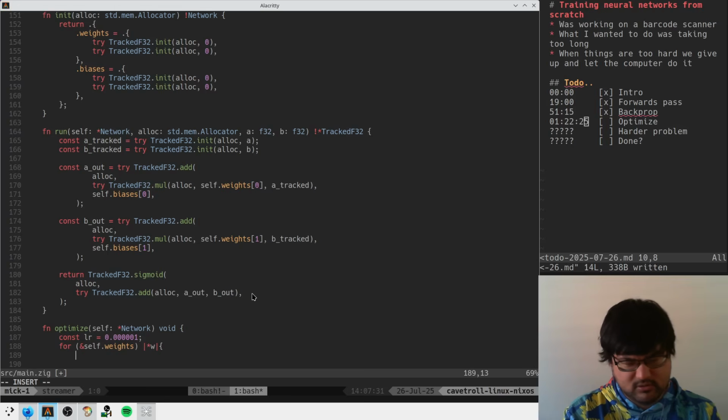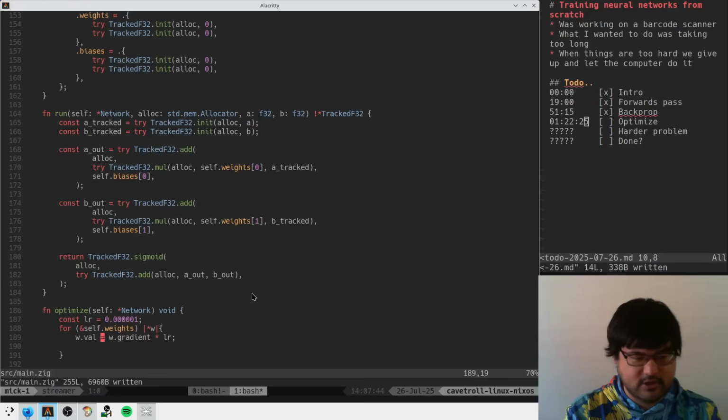We say self W is equal to W, gradient times learning rate. Plus equals. Yeah, so we just nudge in that direction. We do the same for the biases.